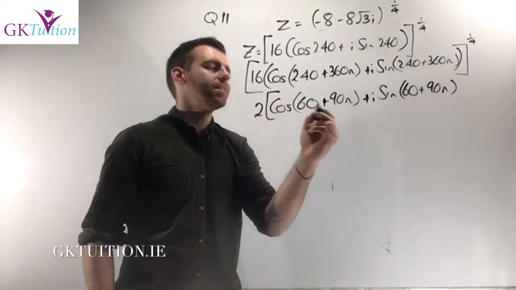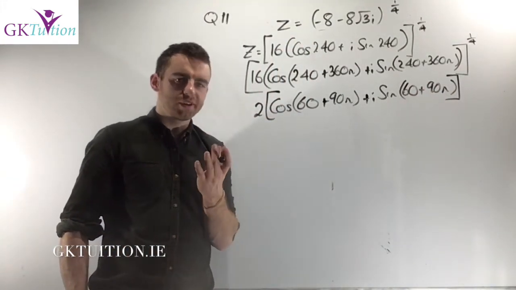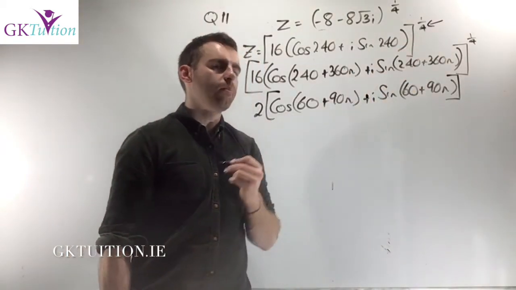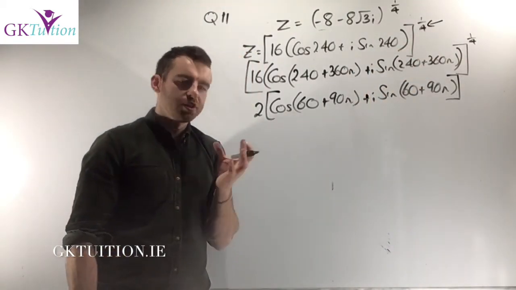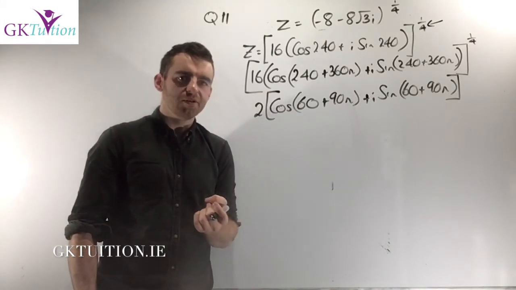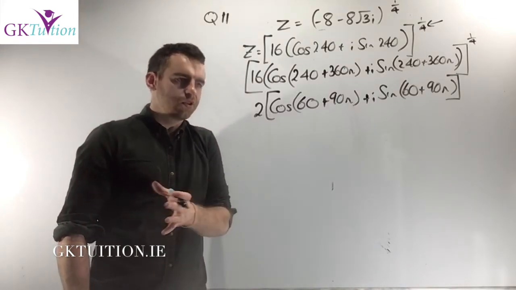Now, at this stage, I can start to get my answers. I need to get 4 separate answers. I know I need 4 separate answers because the denominator of the power is a 4. In order to get 4 separate answers, I need to sub in 4 consecutive values for n. You could sub in 10, 11, 12 and 13. You could sub in any of them.